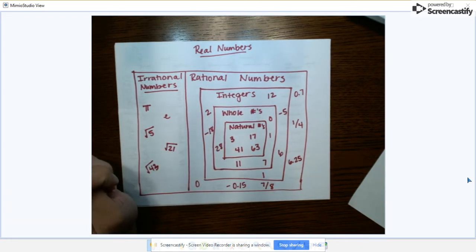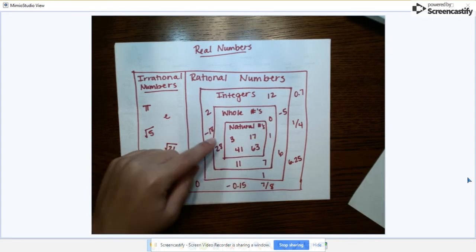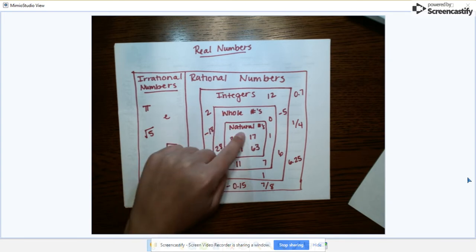Whole numbers, the smallest whole number would be 0, and then any positive number after that. And then natural numbers are very similar to whole numbers. We just take out 0, so it's any positive number.